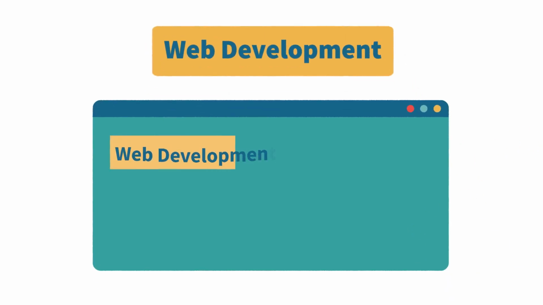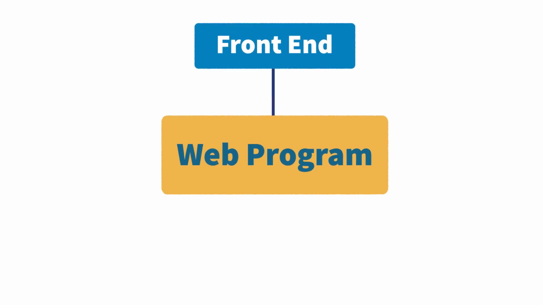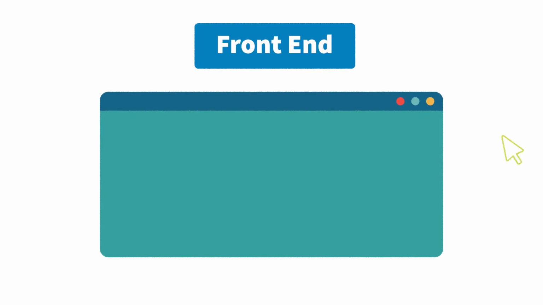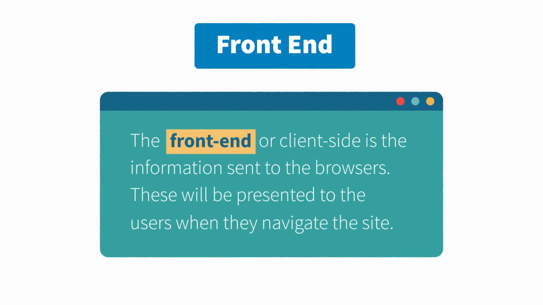Web development refers to the conceptualization, creation, and deployment of web apps and application programming interfaces, or API. So what makes up a web program? First, we have the front end, or the client side. This is what we call the information that will be sent to the browsers. These will then be presented to the users when they navigate the web app or website.